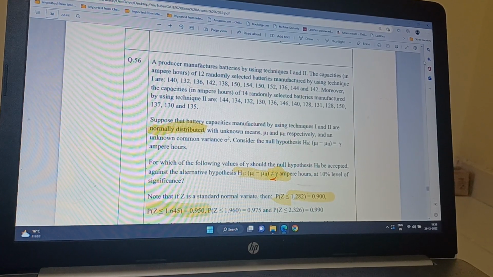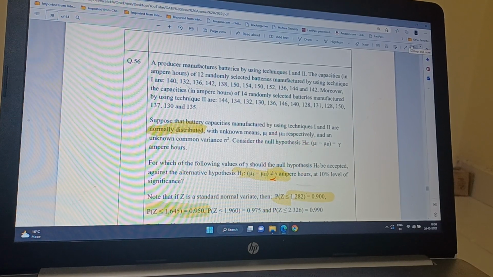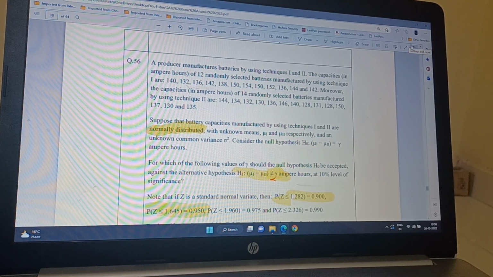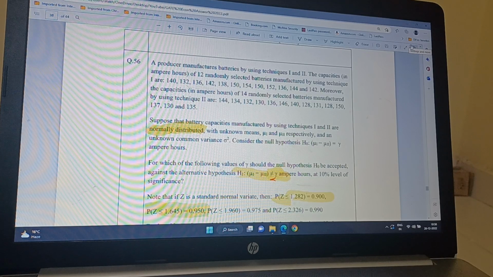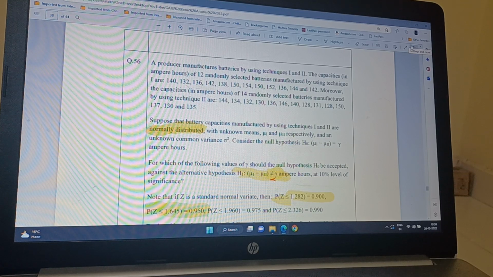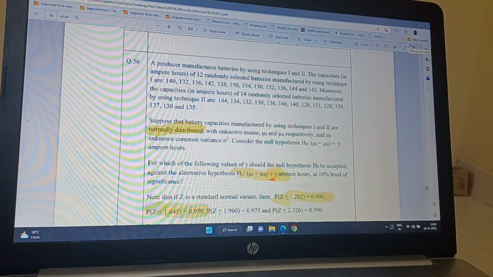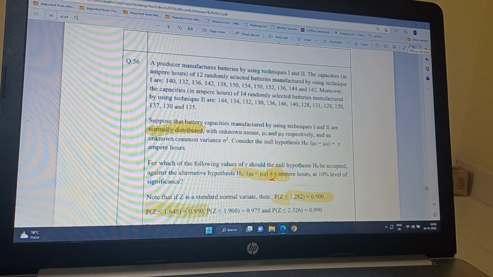So question number 56 reads like this. A producer manufactures batteries by using techniques 1 and 2. The capacities in ampere hours of 12 randomly selected batteries manufactured by using technique 1 are, so these are the 12 numbers, 140, 132 to 142. Moreover, the capacities of 14 randomly selected batteries manufactured by using technique 2 are from 144 ending up to 135.